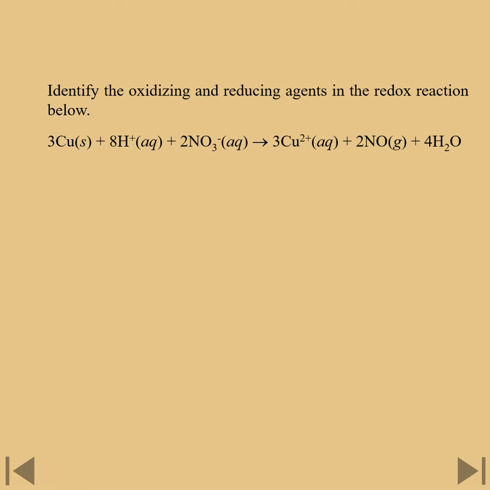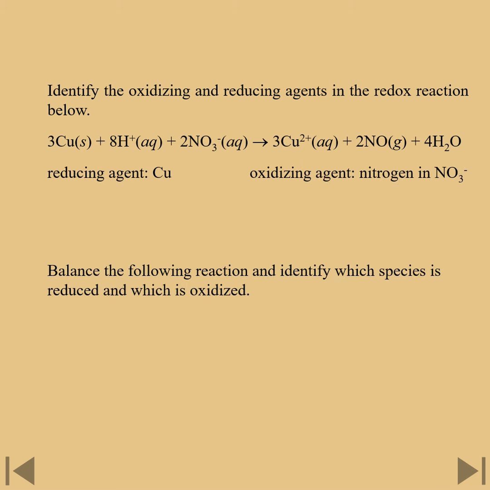What's the oxidation number of nitrogen in the nitrate ion? Okay, well, we have 3 oxygens and a -1 charge, so what plus 3 times -2 is equal to -1? What minus 6 is -1, and that would be +5. So the nitrogen's in a +5 oxidation number in nitrate. What about in nitrogen monoxide? Well, the oxygen is -2, so the nitrogen must be +2. So the nitrogen went from +5 to +2 by gaining electrons. So the nitrogen stole the electrons, it's the oxidizing agent. The copper gave up electrons, it's the reducing agent.